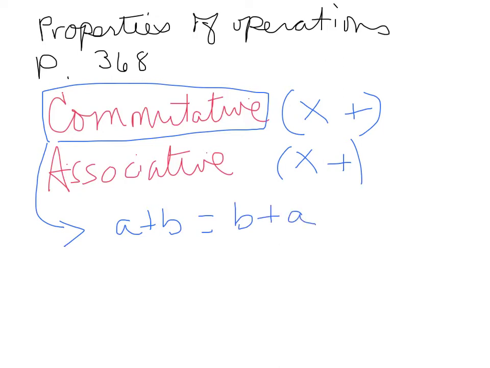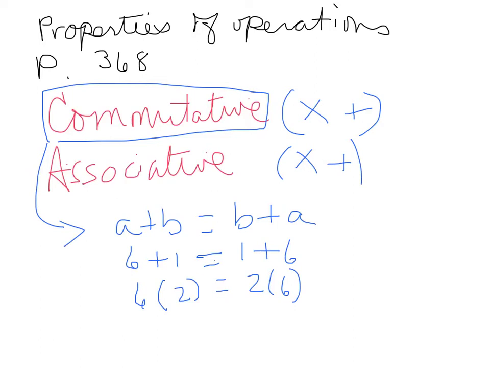Commutative is kind of like when you commute to school. It is the same distance when you go from your house to school as from school back to your house. So you're commuting back and forth, and it's only good for multiplying and adding. So I can say 6 plus 1 is the same thing as 1 plus 6, or 6 times 2 is the same thing as 2 times 6. Conversely, I cannot say that about subtraction or division.